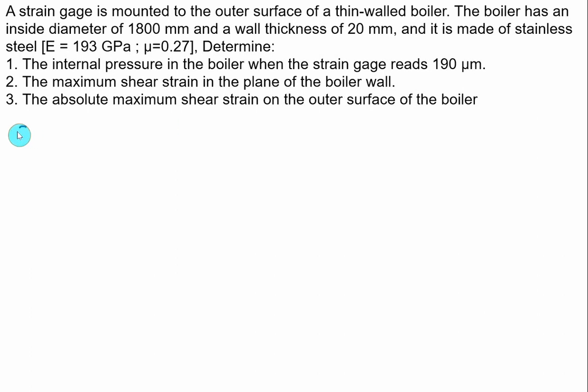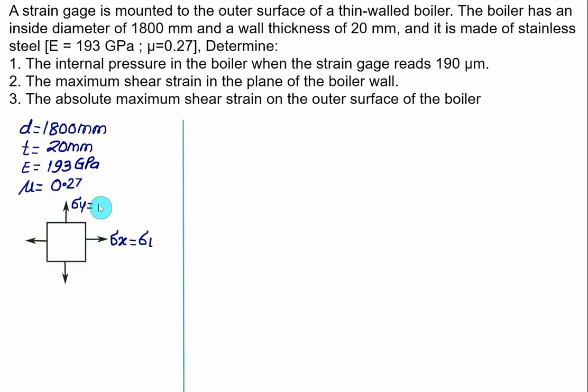The internal diameter D is given, equal to 1800 mm. The wall thickness is also given, equal to 20 mm. Young's modulus E is also given, equal to 193 gigapascal. In addition to this, the Poisson ratio is also given: mu equal to 0.27. This figure represents the state of stress. Sigma x is equal to sigma L. Here sigma y will be the same as the principal stress sigma h.